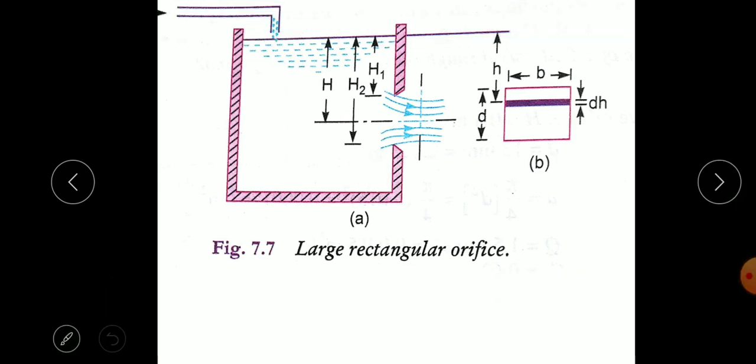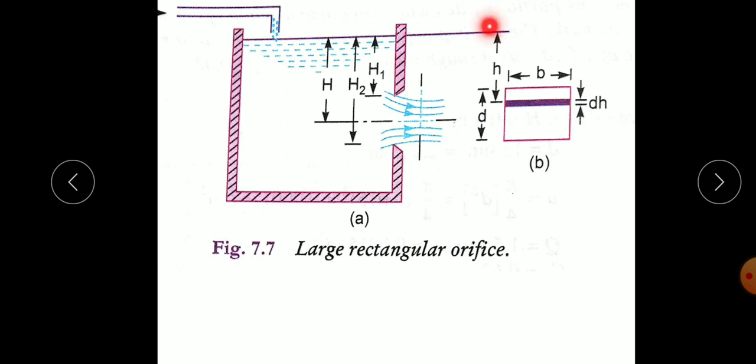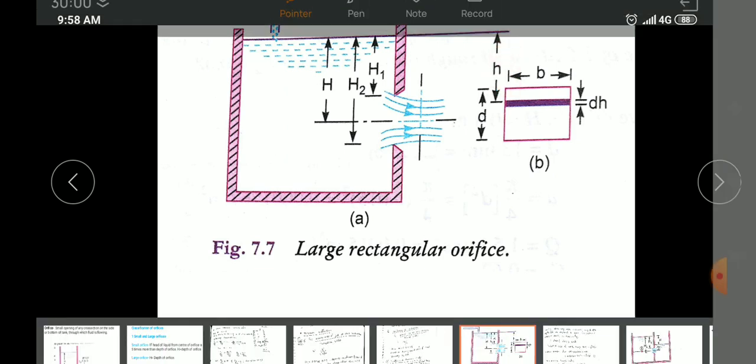If H is less than 5 times the depth, then it is called a large rectangular orifice. So here we are obtaining the expression. Suppose we have taken a rectangular strip, a smaller strip of dh at a depth h from the free surface of the liquid. The width of the orifice is b, and the depth of the orifice is d. So we have considered a small elementary strip of dh thickness at a depth h from the free surface of the liquid.